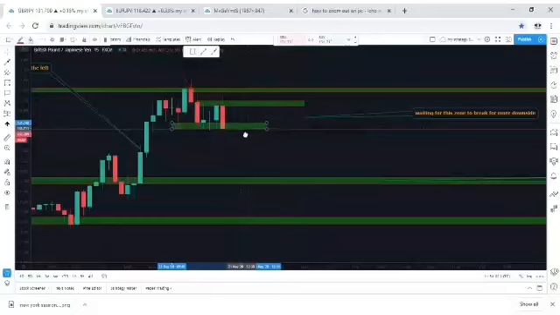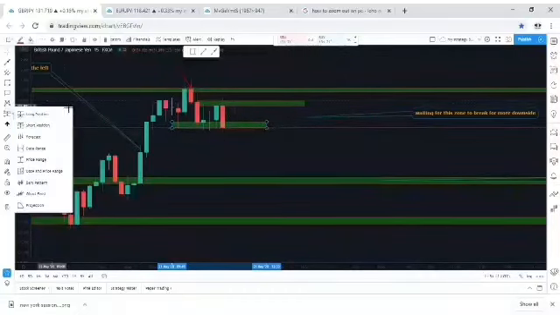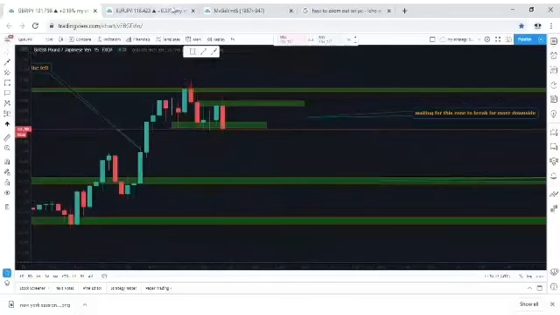So we're moving from here. Let's wait for this zone to break, or if the candle closes like this in this zone, then we'll take a sell. If this candle closes, we'll take a sell. You understand? We'll take a sell.